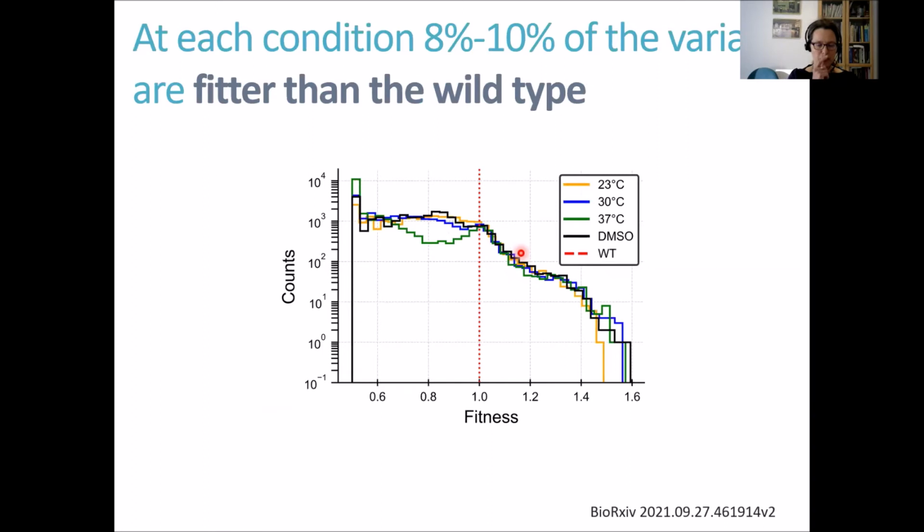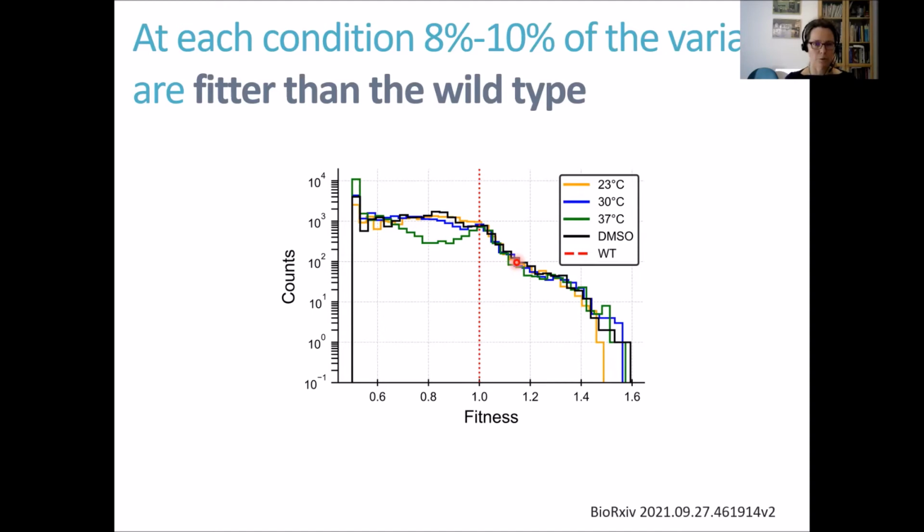Okay, so the first thing that we looked at is the distribution of fitness values in all 4 conditions. And this is what I'm showing here. Every color here is a different condition, and the red vertical line here is the wild type fitness, which is 1. So quite surprisingly, we found that between 8 to 10% of the genotypes are fitter than the wild type in each of the 4 conditions.